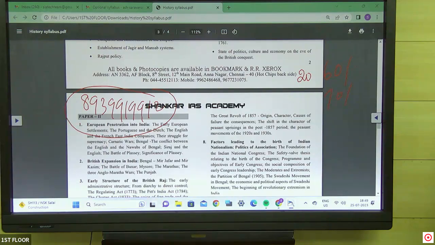Sir, are there post independence reference books? Yes, the post independence reference book is our institute material. GS material is more than enough. Modern world history only. Yes, modern world history only.